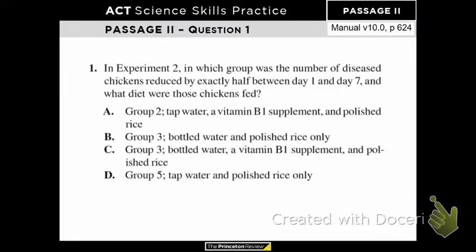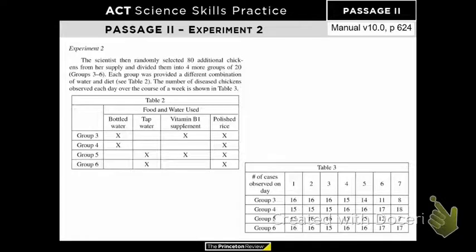So I'm going to jump back here, and I want to look at group 5 and 6. Okay, so if I look at what they ate, group 5 ate all 3, and then group 6 just did the tap water and the polished rice. So I am using the right groups to compare. And so if I look at 5 and 6, I want to see what happened for the number of diseased chickens. So group 5, it started by going up, but then it did go back down. With group 6, it went down, but then it ended up coming back up.